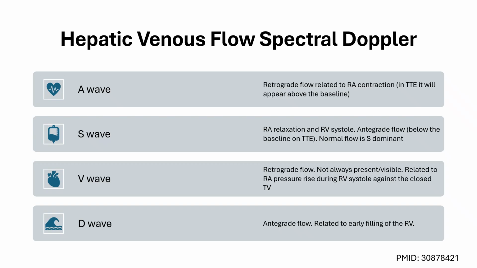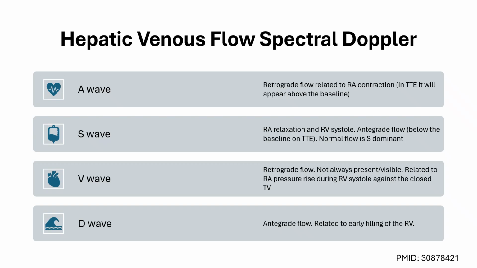Next, we discuss hepatic venous flow spectral Doppler, which is quite similar to the pulmonary venous Doppler profile. Sometimes you have a V wave, which is a retrograde flow wave not present in the pulmonary venous Doppler profile. The V wave itself doesn't always show on the hepatic venous Doppler profile either. So please pause this video to review these waves and their significance.